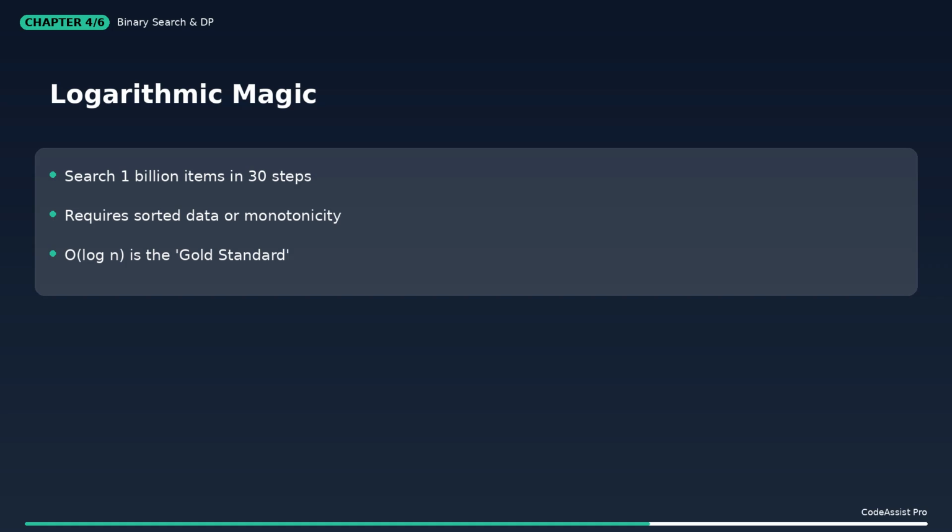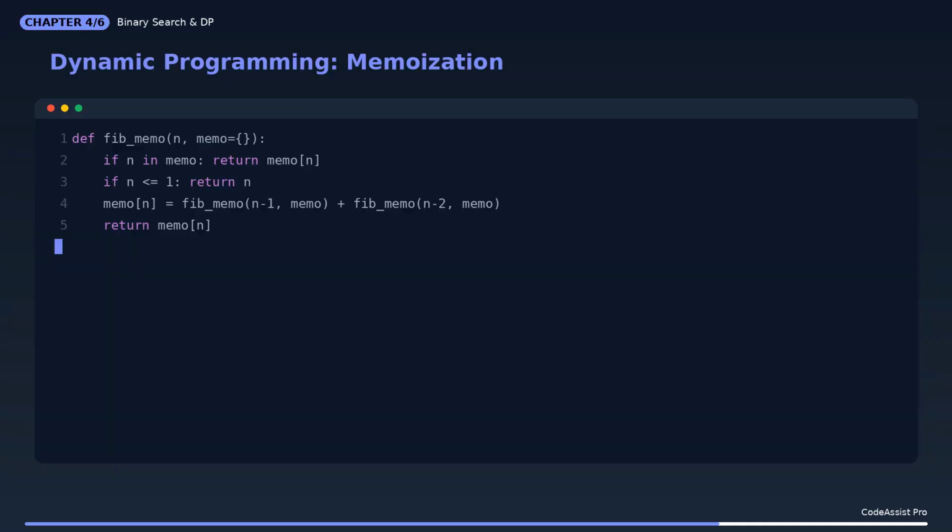Finally, we have dynamic programming. Naive recursion for Fibonacci numbers is O(2^n), it's painfully slow. By adding a simple dictionary to store results, or memoization, we ensure every subproblem is solved exactly once. We'll see how to make this even better with tabulation next.